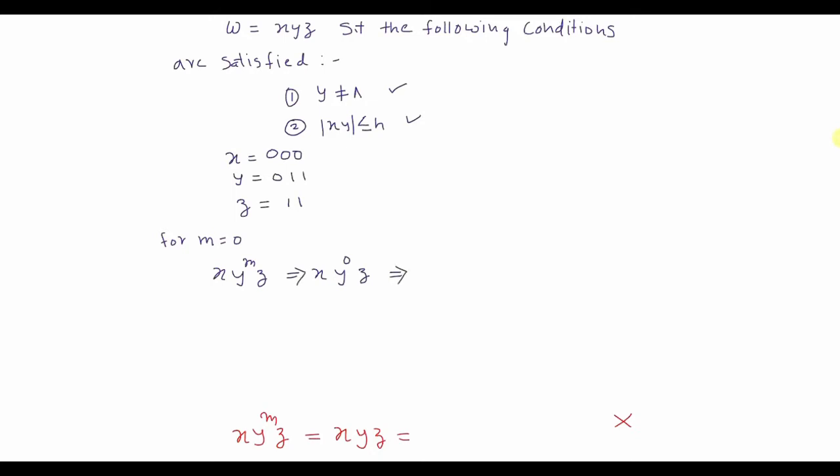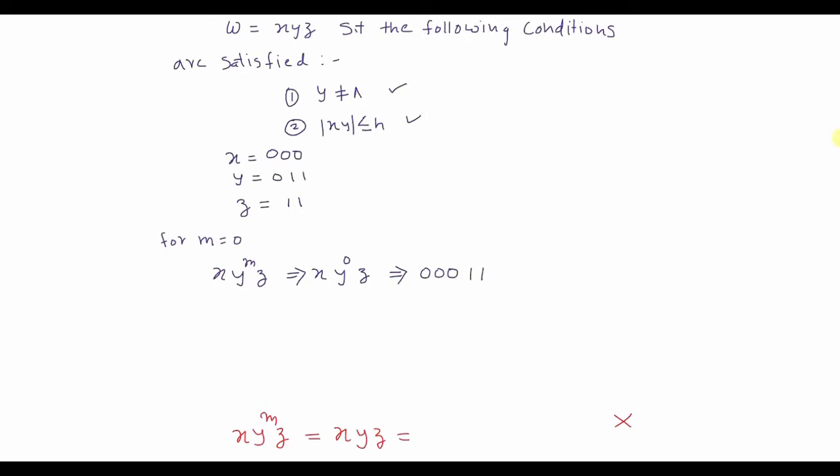When I say x, what is x? 3 zeros, so I will write 3 zeros here. Y raised to 0 means the component y will be repeated 0 number of times. That means y is not at all repeated, so you are not going to write y. And z will be 2 ones.